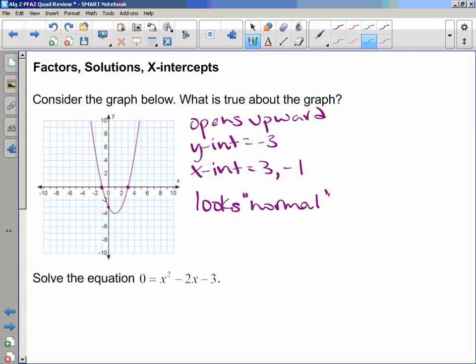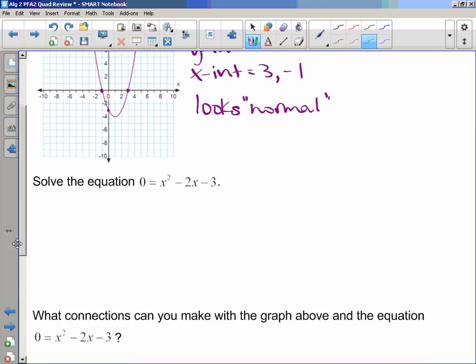But that may not be helpful in the long run. But it doesn't hurt to put down more and end up not needing that information. So let's look at the next part. Solve the equation 0 equals x squared minus 2x minus 3.